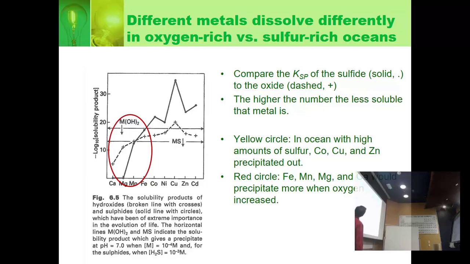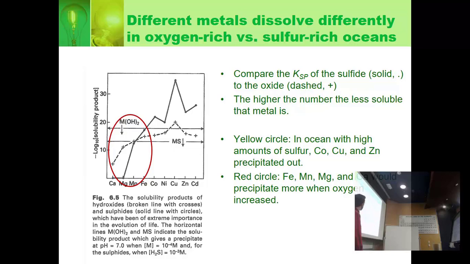But if you compare the log of the solubility product for each of these, you can see that if you follow the periodic table from left to right, there's this area over here where the hydroxide is the metal hydroxide. And I want to make sure I follow this. The sulfide is the solid line, and the oxide is the dashed line. So here we have the KSPs of the sulfide. The sulfides are more soluble over here, less soluble over there, and the oxides follow the opposite trend.